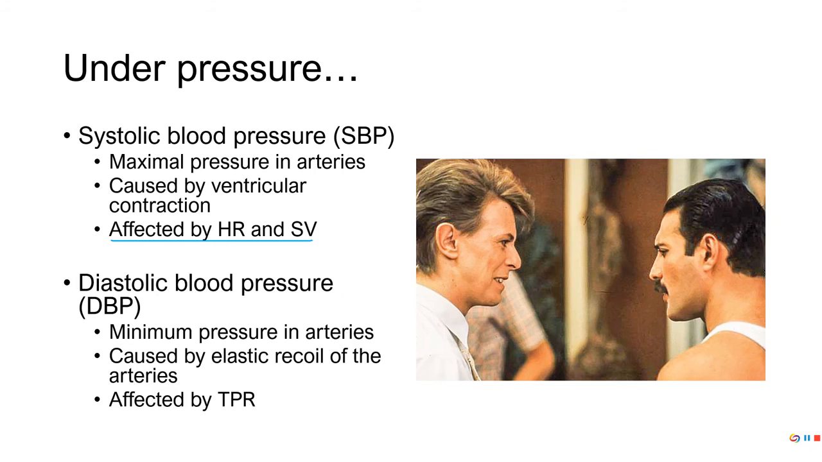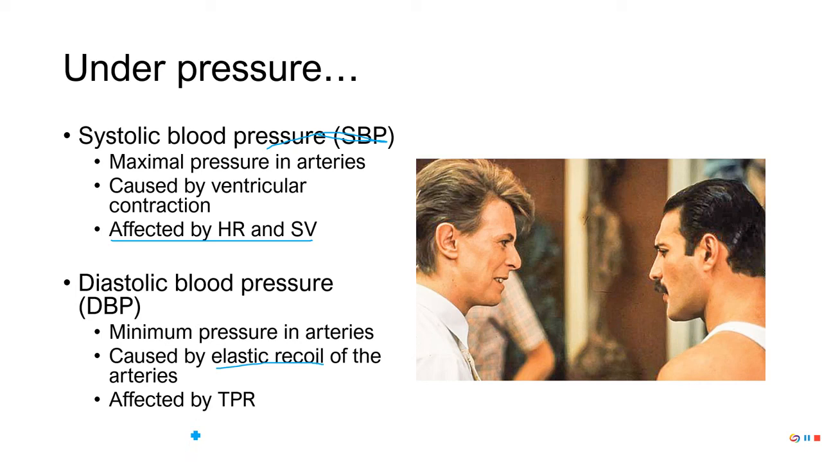Then we've got diastolic blood pressure. Now, this is the minimum pressure in the arteries. This occurs during ventricular relaxation, but notice that it's caused by the elastic recoil of the arteries. Remember that balloon that we filled up? What happens if we take it off the spigot and let go of the end that we filled up? Well, the water will come out of the water balloon because of that elastic recoil.